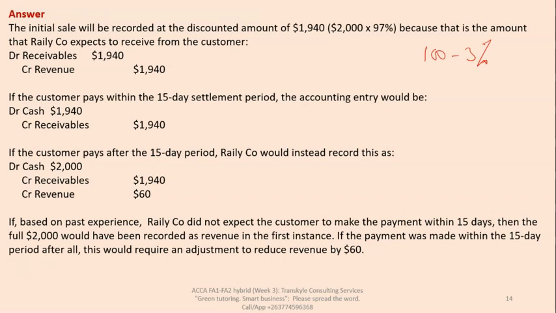So in this case, this guy has made his payment within the 15 days. So he's entitled to 3%. So 100 minus 3% is equal to 97%. So 97% multiplied by 2,000 is going to give us this amount. Alright. So the entry that has to be made is debit receivables 1,940 and credit revenue 1,940.